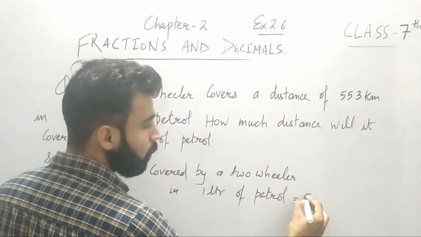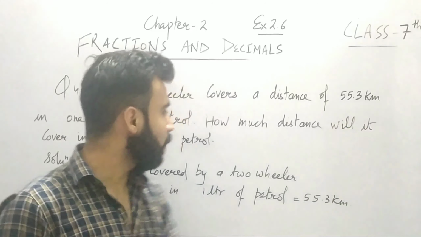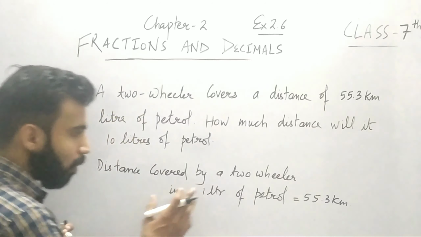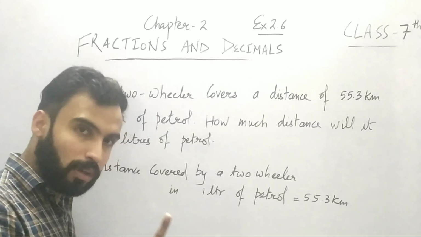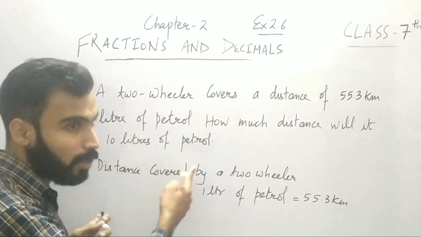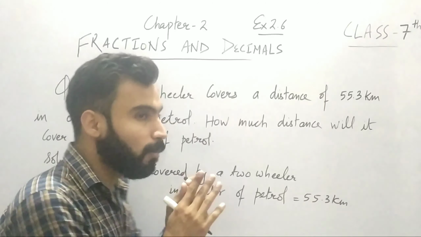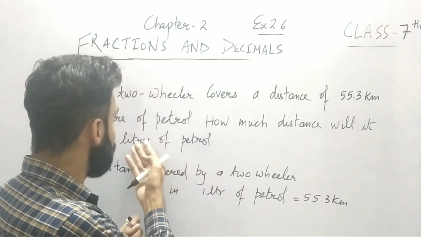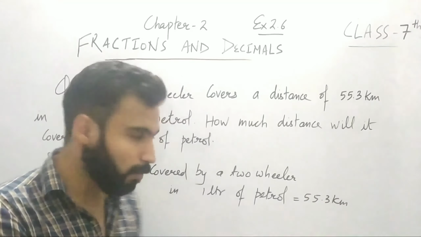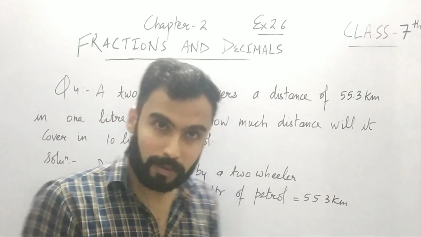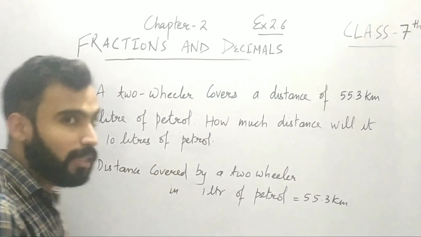Now the question is saying how much distance will it cover in 10 liters of petrol. So we know the amount of distance covered in 1 liter of petrol, and the question is asking about how much distance it will cover in 10 liters of petrol. So it's quite a multiplication of this distance with simple 10 liters, right? Because we know in 1 liter of petrol it covers this distance. So in 10 liters, simply multiply this distance by 10. That will get me the distance covered in 10 liters of petrol.